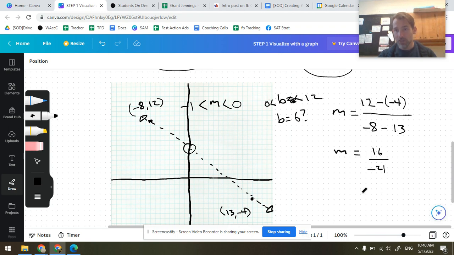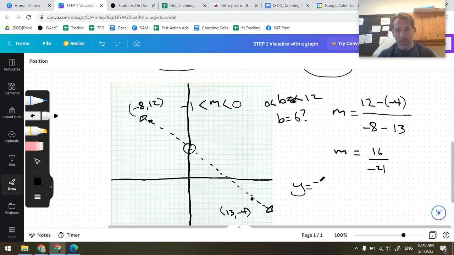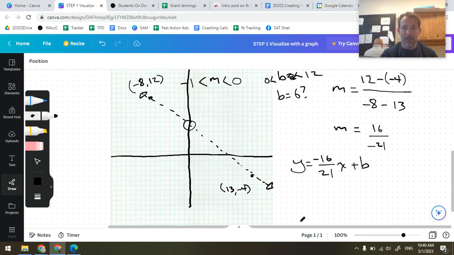16 and 21 do not share factors, so that's fully reduced. Appreciate it. And so we can now write y is equal to negative 16 over 21. Just get in the habit of writing the negative on top, multiplied by x, plus some value b. Now let's go ahead and find b.